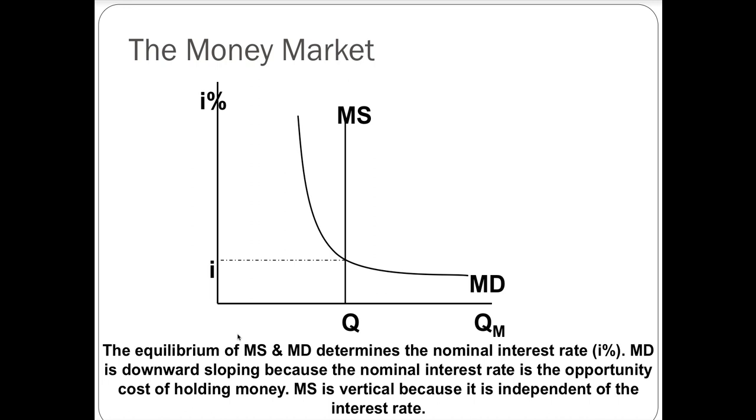So the equilibrium of money supply and money demand determines the nominal interest rate. Money demand is downward sloping because the nominal interest rate is the opportunity cost of holding money. Money supply is vertical because it is independent of the interest rate. The Federal Reserve is going to set it. Okay, so at high interest rates, ladies and gentlemen, people are going to want to buy stocks and bonds. They're not going to want to hold money. At low interest rates, they're more likely to want to hold money.